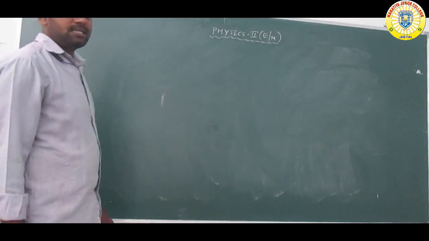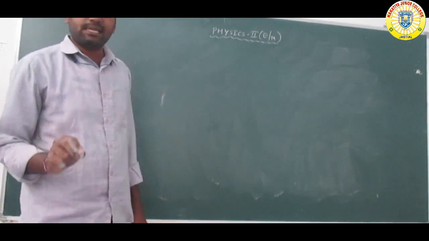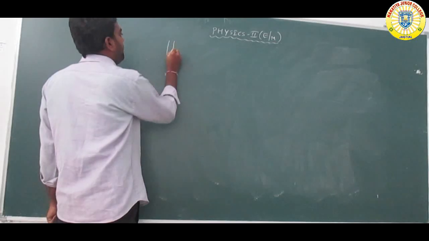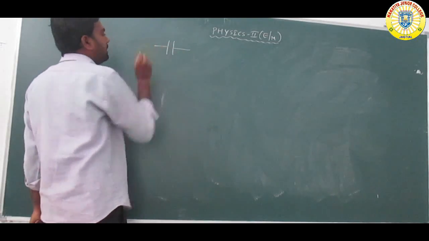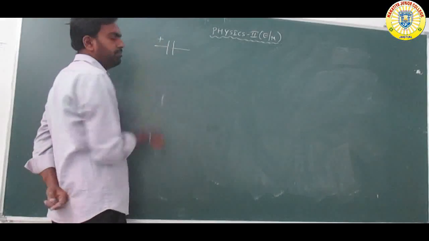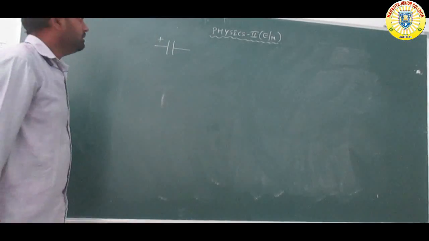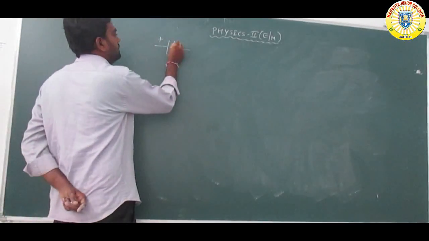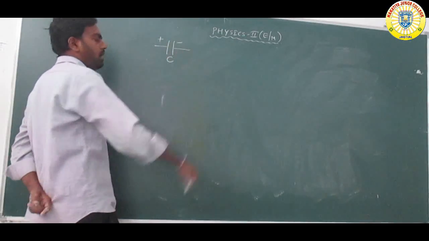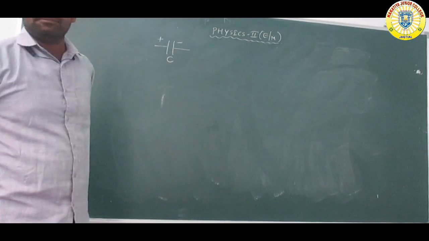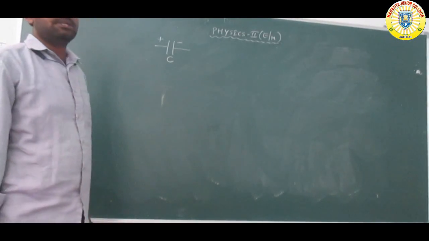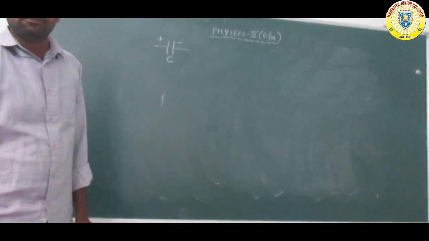So this is the symbolic representation of the capacitor. This is called a parallel plate. The first plate is taken as positive and the second plate is taken as negative. C is called the capacitance of the capacitor. Okay, got it?